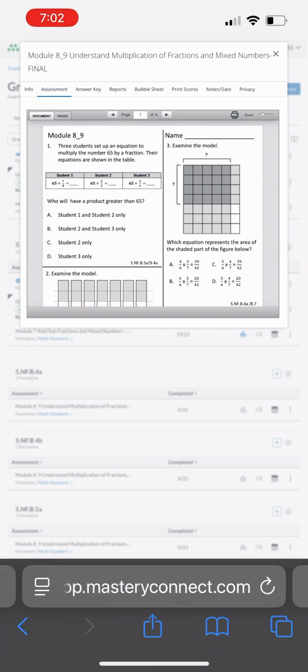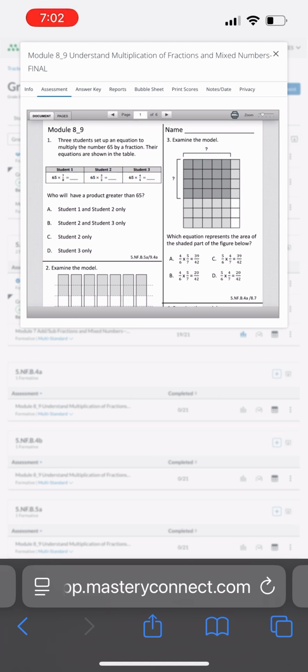A, student 1 and student 2 only. B, student 2 and student 3 only. C, student 2 only. D, student 3 only.